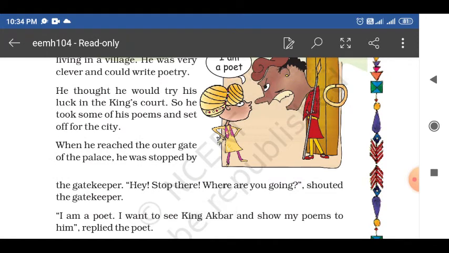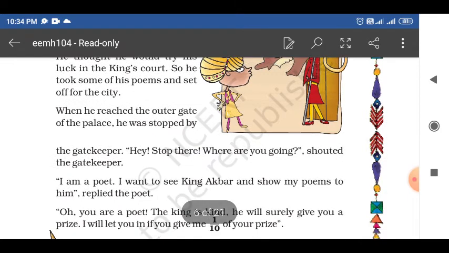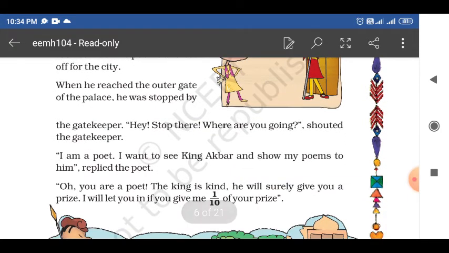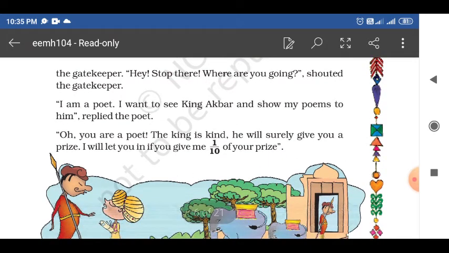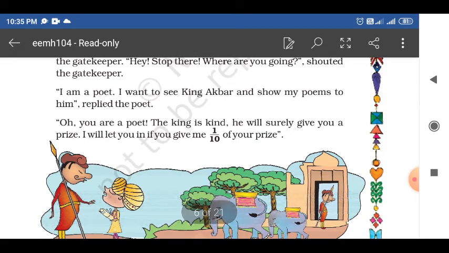So that is what happened here. The small boy, Birbal, entered the king's court, but the gatekeeper stopped him. When he reached the outer gate of the palace, he was stopped by the gatekeeper. "Hey, stop there, where are you going?" shouted the gatekeeper. "I am a poet. I want to see King Akbar and show my poems to him," replied the poet.